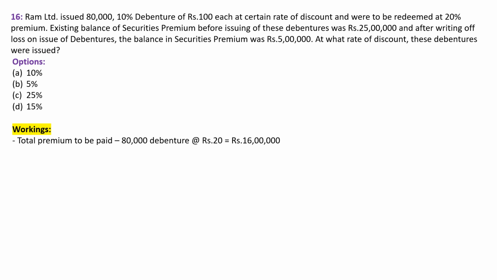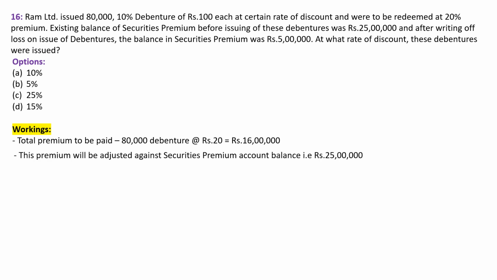Total premium to be paid is 80,000 debentures at the rate of rupees 20, so it is 16 lakhs, right? Because you are going to redeem these debentures at 20% premium. This premium will be adjusted against the securities premium account balance, that is 25 lakhs that you have. Balance outstanding after the above adjustment, 25 lakhs minus 16 lakhs, is rupees 9 lakhs, because when you pay the premium of 20%, it has to be adjusted from this 25 lakhs. So the balance is 9 lakh rupees.